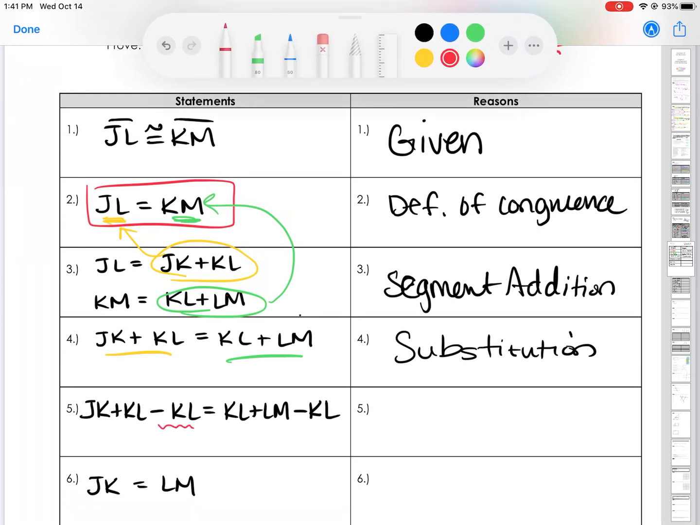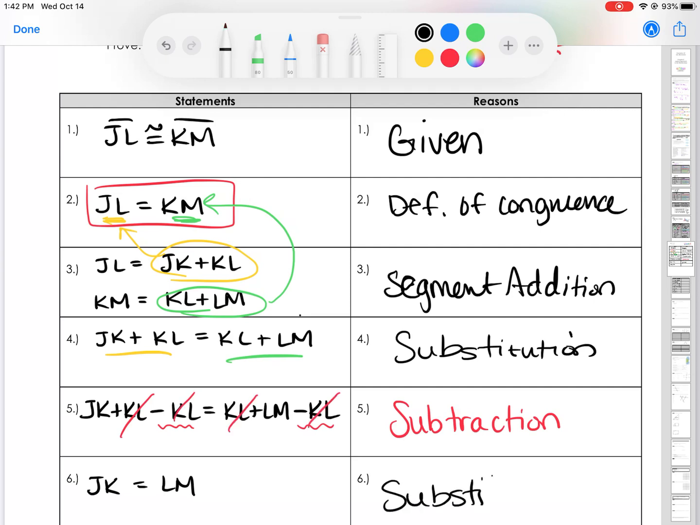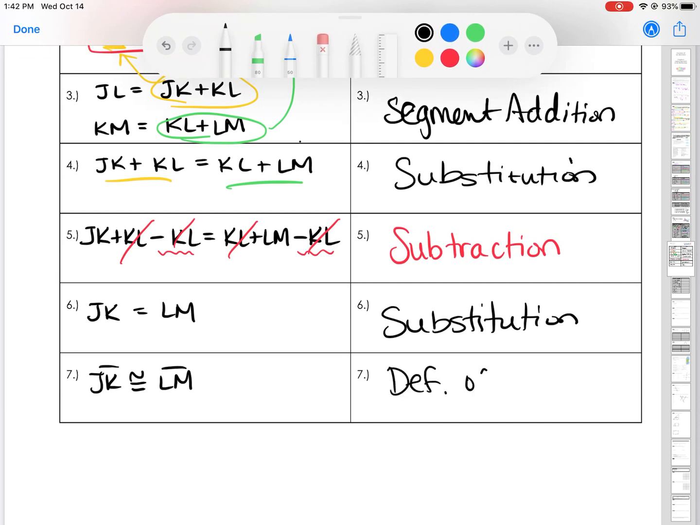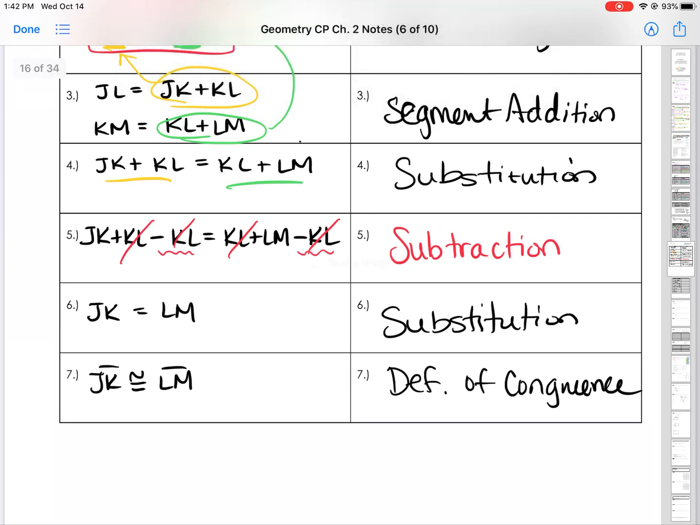All right, the next one, it looks like we have subtracted KL from both sides. When I'm subtracting, that is literally just subtraction. You could technically say the subtraction property of equality, but subtraction's good enough. When we are left with and clean up, we get JK equals LM. And when we do that, really we've just substituted with an equivalent expression. So anytime we're just cleaning up, that's substitution. Last but not least, we are going to switch equals to congruent, so that is our definition of congruence.